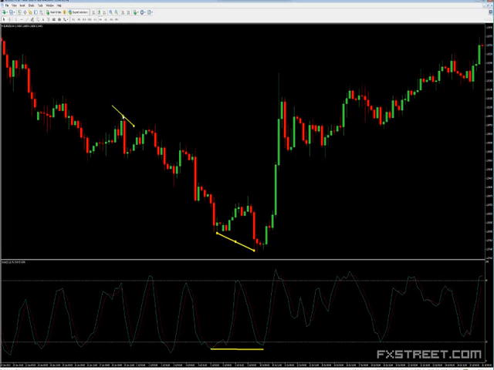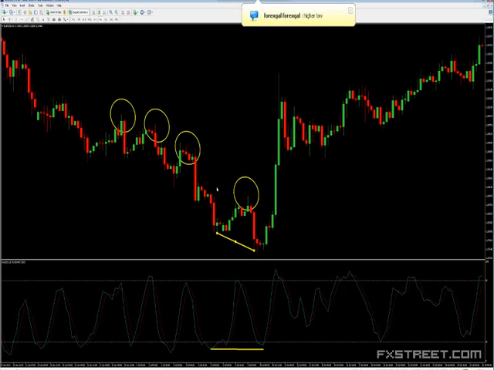We got an area here. We have a high there, a high there, a high there, and a high there. These are all the extremes that I can see. What can you guys tell me about this when you see this? What do you see? Okay?